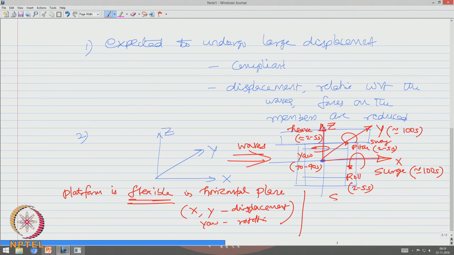whereas the platform remains stiff in vertical plane. This is mainly due to heave period being very low and, of course, rotations about x and y axis, that is roll and pitch periods, also being very low. So, it remains stiff in vertical plane and remains flexible in horizontal plane. Therefore, TLPs are otherwise called hybrid platforms.